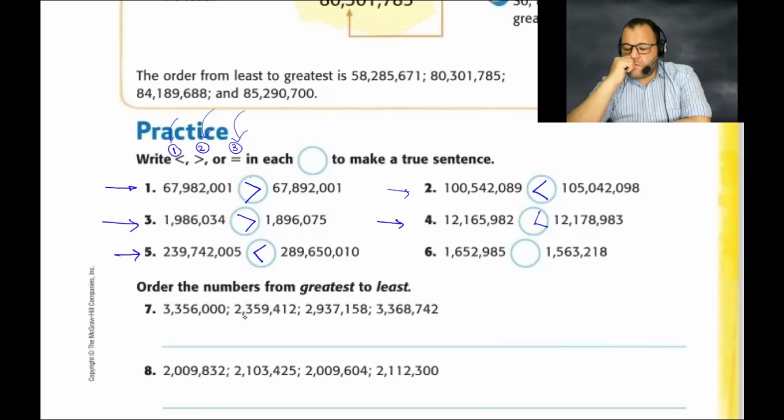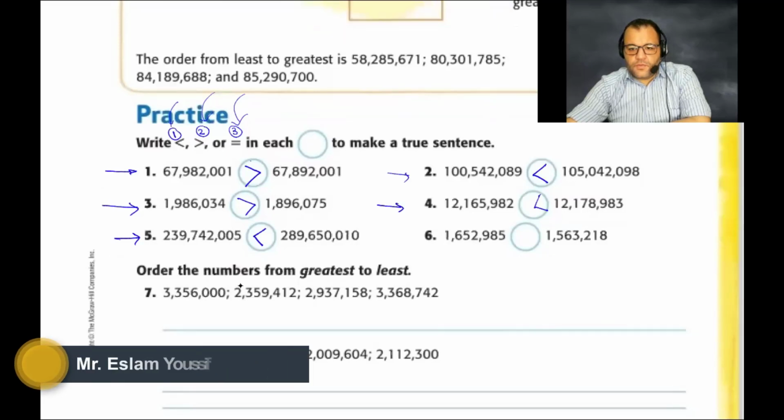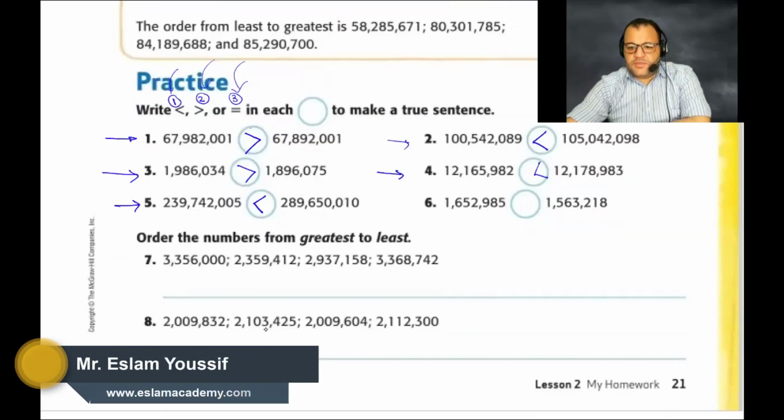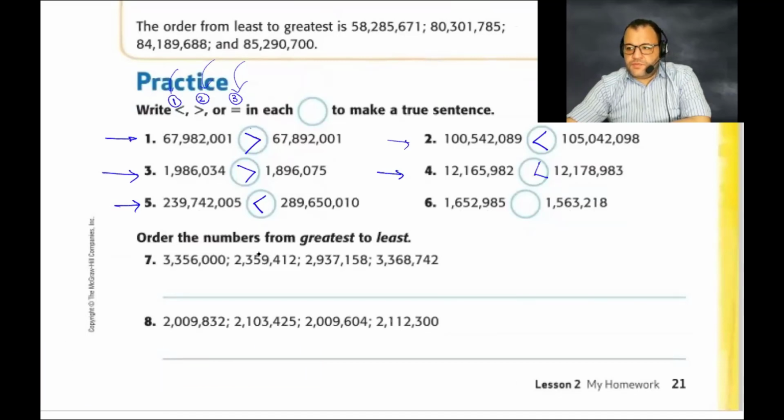Turkey, what's number six? Turkey's not here. Okay. Hamza Naim, number six. Hamza is not here. Jed, can you solve number six? Also, Jed is not here. Ahmed, can you solve number six? Yes, sir. Okay, solve number six.